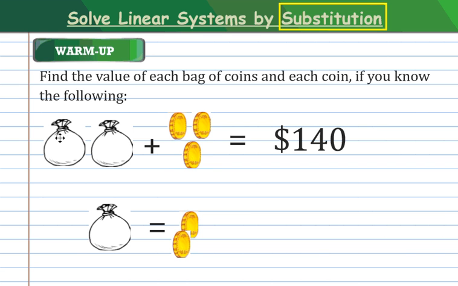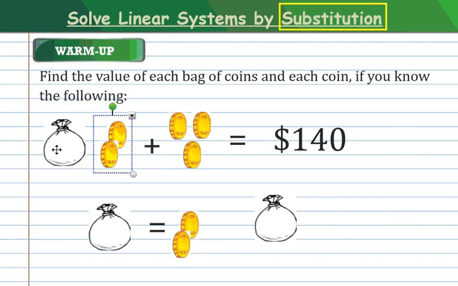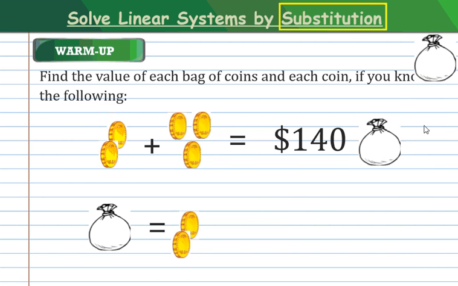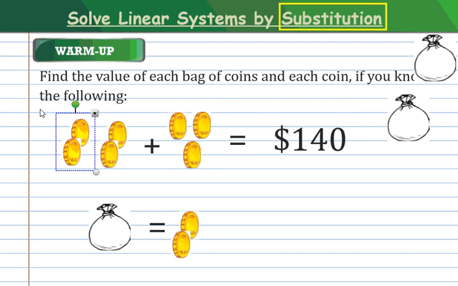Okay, here's the idea. 2 bags plus 3 coins is equal to $140, but I know that 1 bag is equal in value to 2 coins. So instead of having 2 bags here, I can replace each of the bags with 2 coins. So 2 coins here, and then instead of putting a bag here, I'll move it out of the way, and I'm going to place 2 coins. That is the substitution step. We're essentially substituting in 2 coins for each bag.